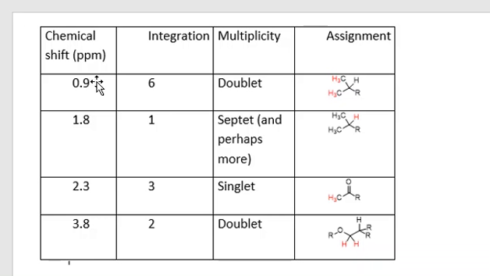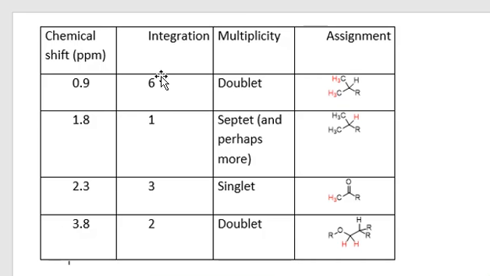etc. All right, so the multiplicity of this signal is a doublet. And remember, multiplicity equals the number of adjacent hydrogens plus 1.